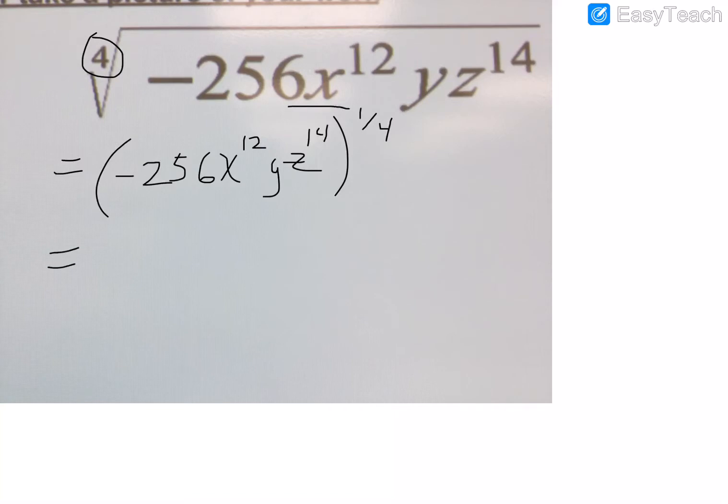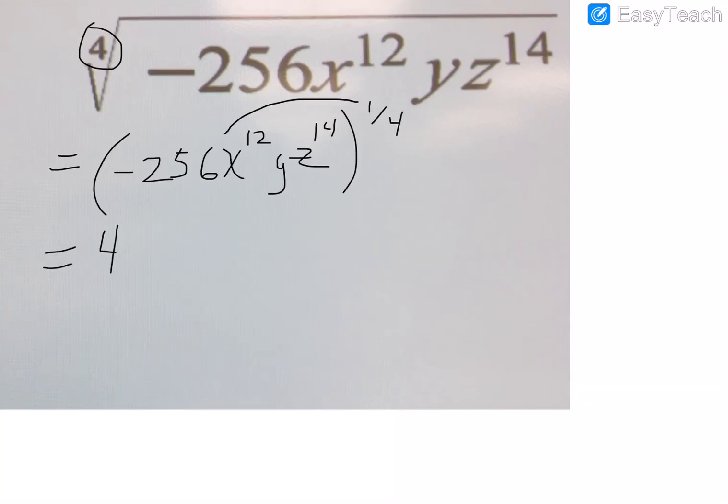We're going to do the power to the negative 256, which that negative 256 to the 1/4 power is an even root of a negative, so it's going to be imaginary. So it's 4i. Oh, crud. That looks horrible. Let's try this again. 4i.